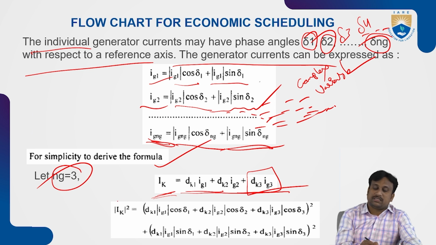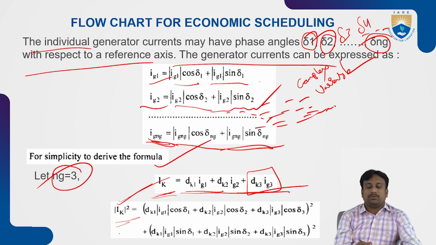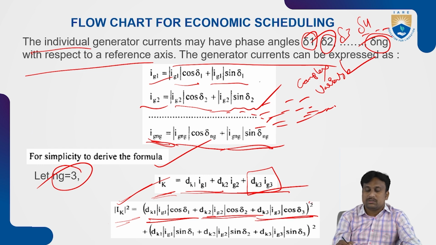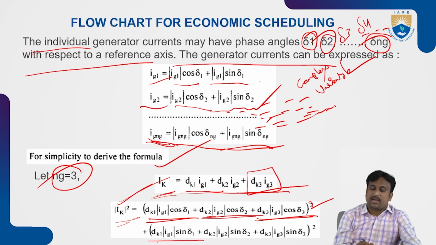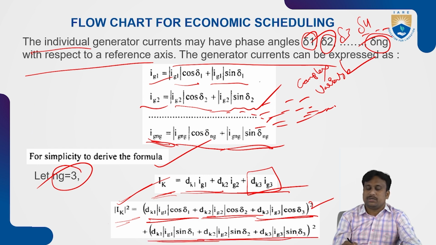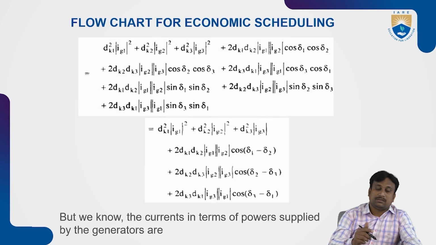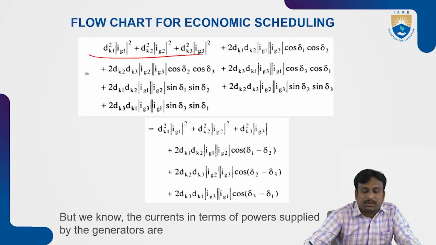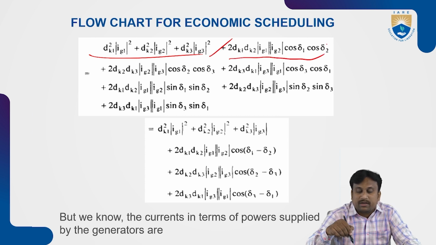Here, when you take the square of this quantity, IK square equals (DK1 IG1 cos delta 1 plus DK2 IG2 cos delta 2 plus DK3 IG3 cos delta 3) whole square plus (DK1 IG1 sin delta 1 plus DK2 IG2 sin delta 2 plus DK3 IG3 sin delta 3) whole square. What happens with this relation: DK1 square IG1 square plus DK2 square IG2 square plus DK3 square IG3 square plus 2 DK1 DK2 IG1 IG2 cos delta 1 cos delta 2.